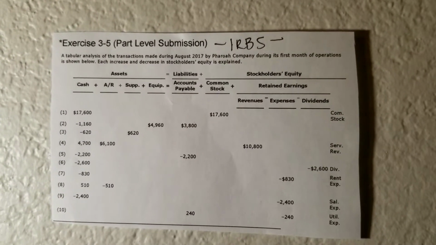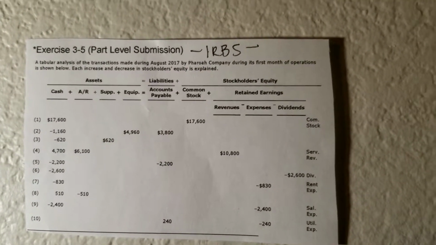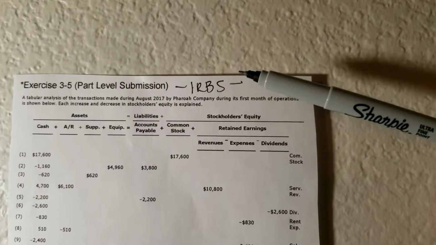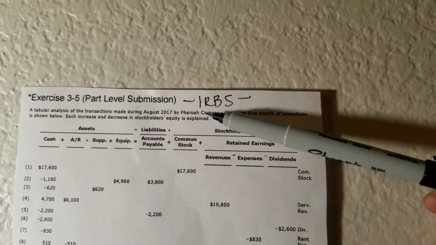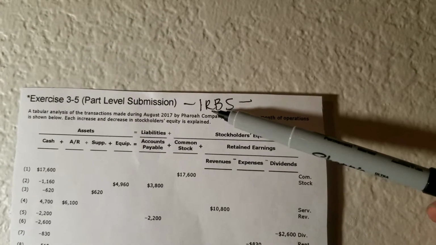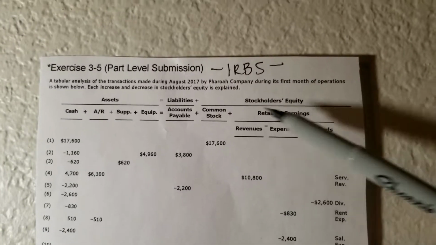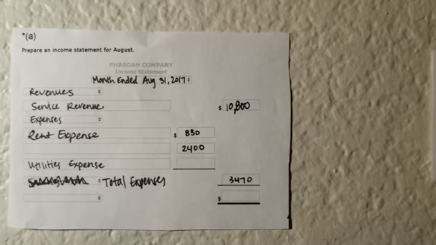This is chapter 3, exercise 3.5. Quick tip: the way I remember financial statements is with this little acronym, IRBS: income statement, retained earnings, balance sheet, and statement of cash flows. In this assignment, we will just be dealing with the first three. So let's get started with our income statement.